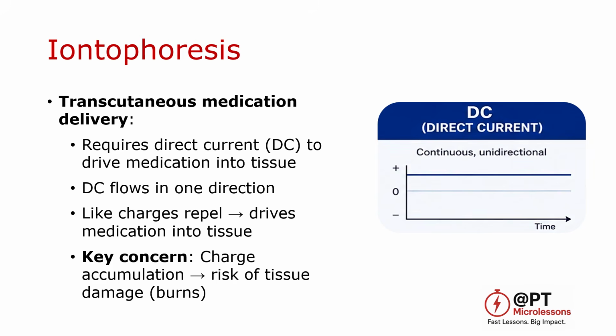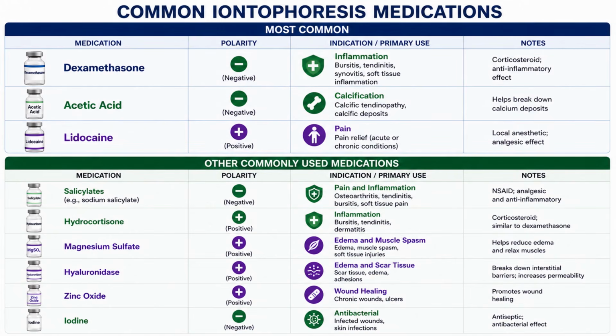This table summarizes some of the most commonly used medications for iontophoresis. The most frequently used medication is dexamethasone. It carries a negative charge and is commonly used to treat inflammatory conditions, such as bursitis, tendinitis, and synovitis. Acetic acid is also negatively charged and is primarily used to help manage calcific tendinopathy. For pain relief, lidocaine carries a positive charge and provides a local anesthetic effect.